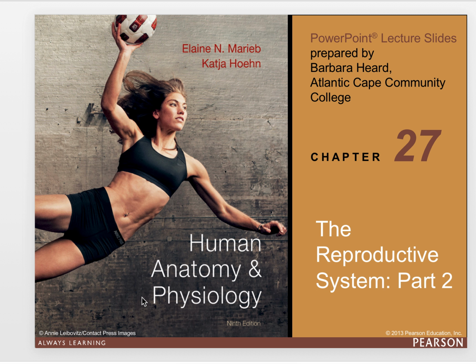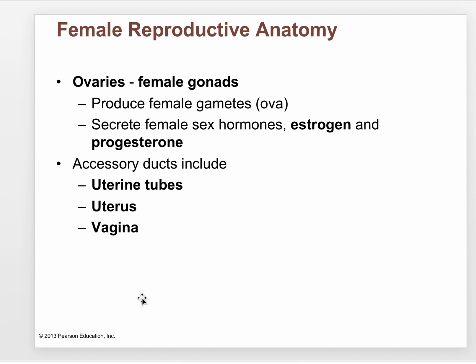This is the second lecture on the reproductive system. We'll be discussing the female reproductive system in this lecture. First of all, the female reproductive anatomy consists of the ovaries, which are the gonads for the female.